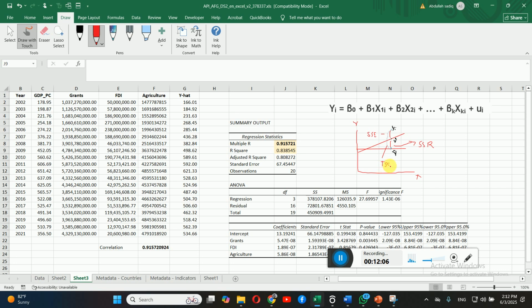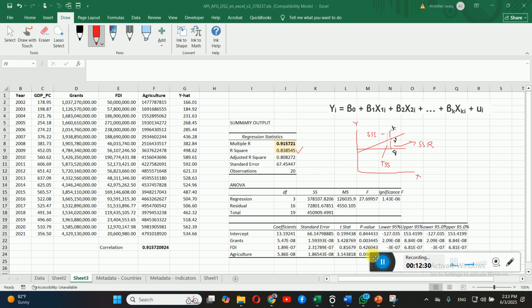Now, in mathematics, if this is the total area, this is the explained area, and this is the unexplained area, what is the proportion of the explained area? What is the percentage of the explained area? So the SSR should be divided by the TSS, right? That simply gives you the R square value. This is also called the coefficient of determination, dear students.